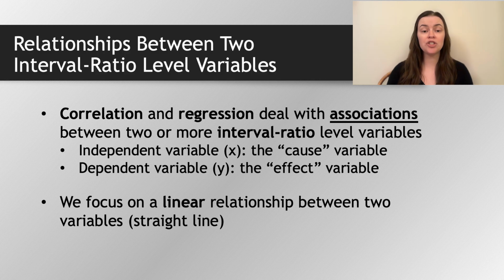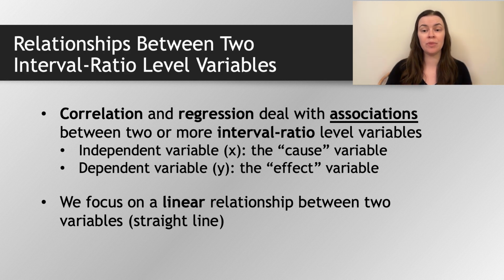And so for correlation and regression, this is where we are dealing with the concept of associations between two or more interval ratio level variables. So we are once again returning to the idea of independent variables, which as a reminder are the cause variable, and a dependent variable, or think of that as the effect. And with regression in particular, we are focusing on a linear relationship between two variables, or think of that as a straight line.